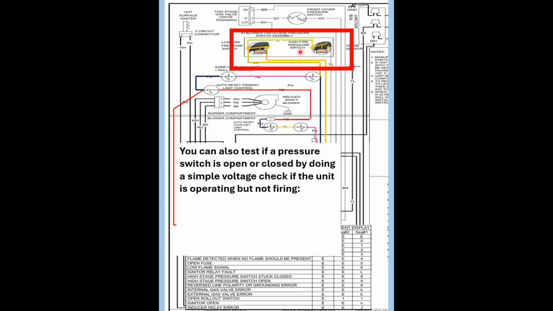So we see here that you can also test if a pressure switch is open or closed by doing a simple voltage check, if the unit is operating but not firing. You're not going to really see that in the startup sequence, but you can always tell if a switch is open or closed by this test. And it can be a limit switch or a pressure switch.